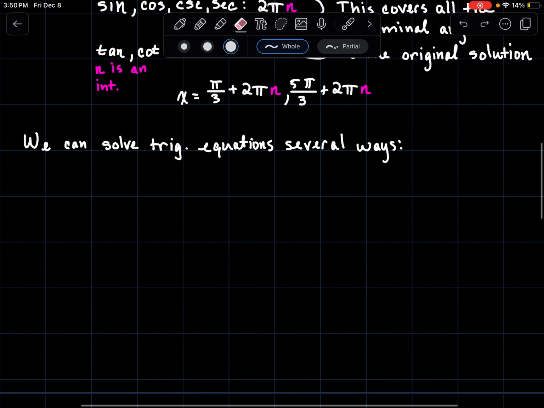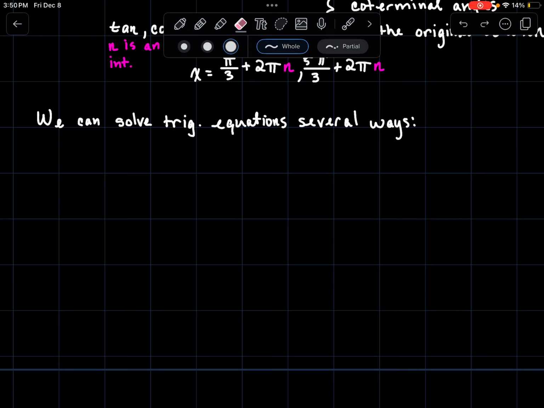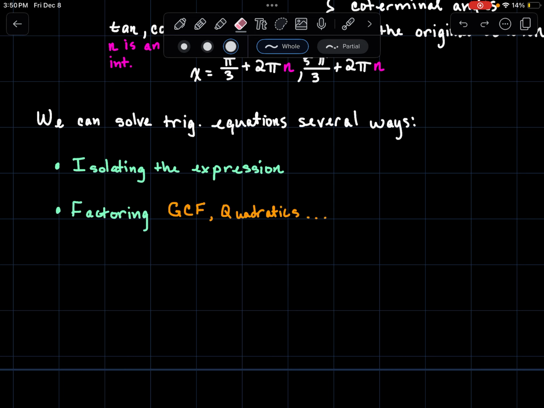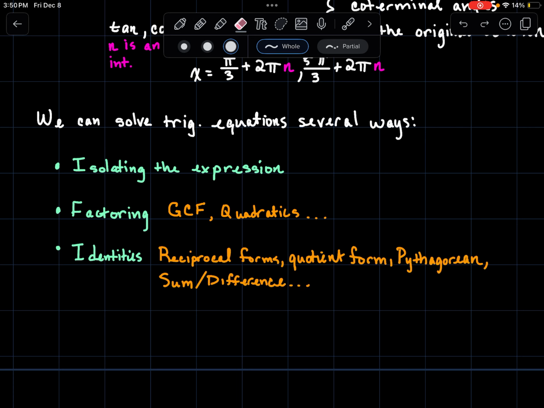Okay. We can solve trig equations several ways. We can isolate the expression, much like we used to isolate the variable in algebra. We can do factoring, and we've got different methods of factoring. We have the greatest common factor. We have quadratics, where we could use things like difference of squares. We could use the AC method of factoring. We can do factor by grouping. And we could also use the identities that we've learned in this class, such as the reciprocal forms, the quotient forms, Pythagorean identities, sums and difference formulas, and many others.